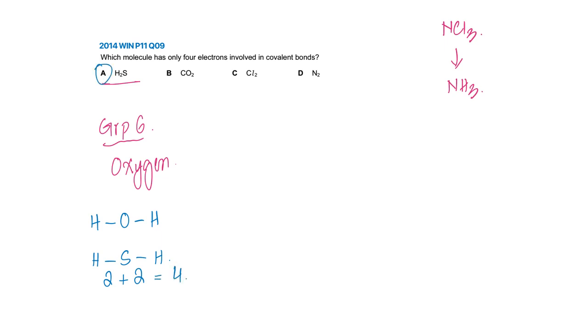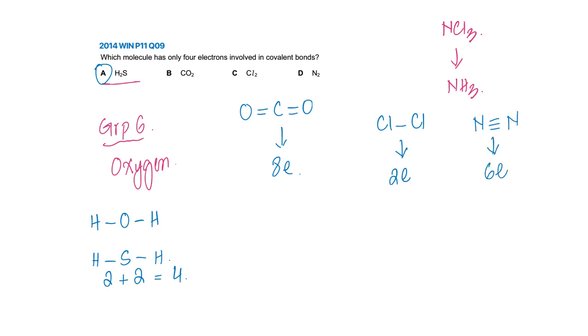The answer is A. But let's rule out why B isn't the case, and why C and D aren't the case. This is what carbon dioxide looks like. We know it, we love it. This has 8 electrons because it has 4 bonds, 2 double bonds. Then we have chlorine, which has 2 electrons, not 4. And then we have nitrogen, which has 6 electrons because it has 3 bonds, a triple bond.